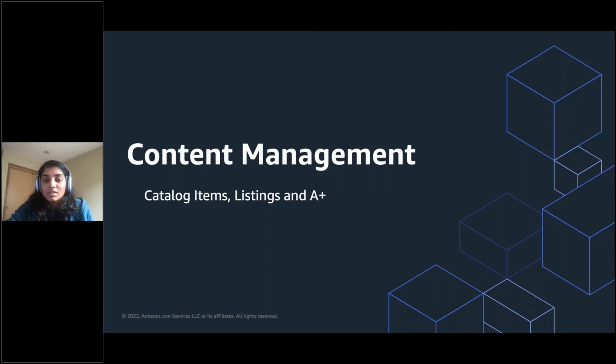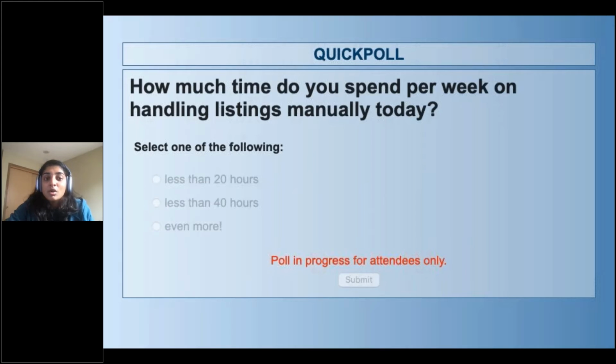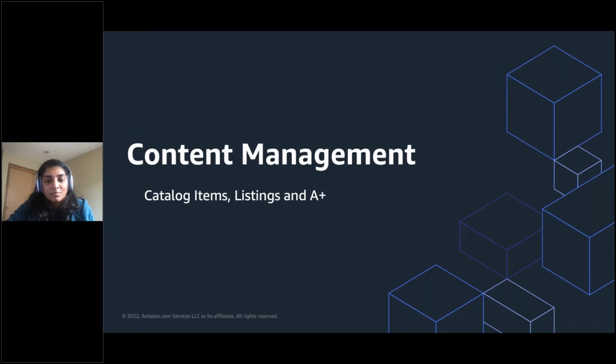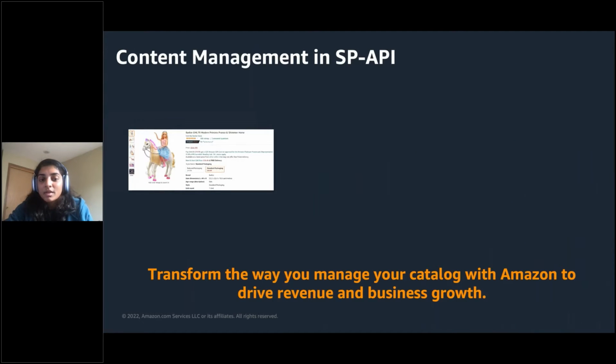Before we get into our first API solution for the day, I got one question for you all. So let's get back to polling. And I want to hear about your current experience with the listings. How much time do you spend per week on handling listings manually today? Awesome. That's an interesting metric. So I guess everyone on this call will be pleased to see what API solutions we offer, which will definitely bring down the time that you spend weekly on listings today. Thanks everyone for your participation.